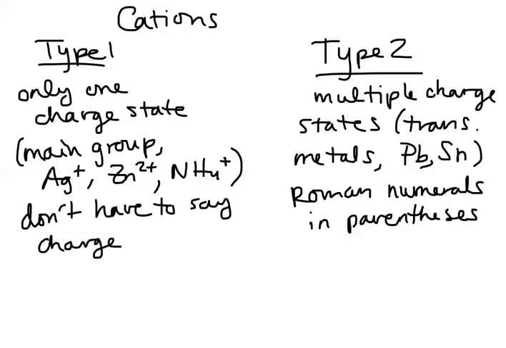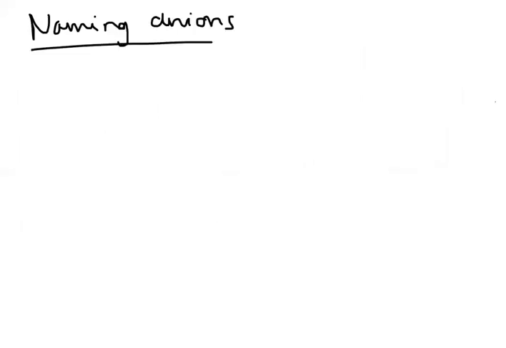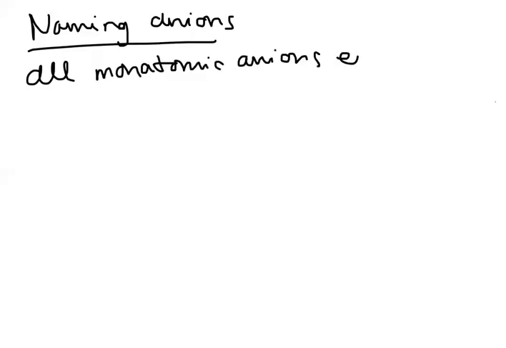Now we're going to go into naming anions. Naming anions is a little more complicated. You tend to have to change the ending of your anion. So does everyone have this written down? Great. I am going to move on to naming anions. First, we're going to start with monatomic anions. And all monatomic anions end in "ide." So you're going to change the name of the element to end in "ide."